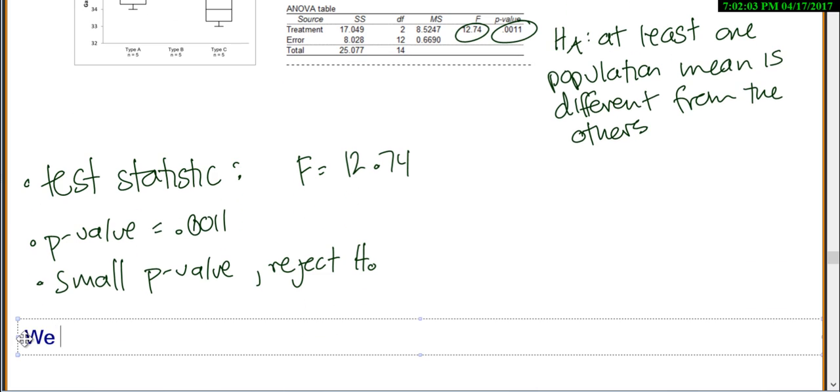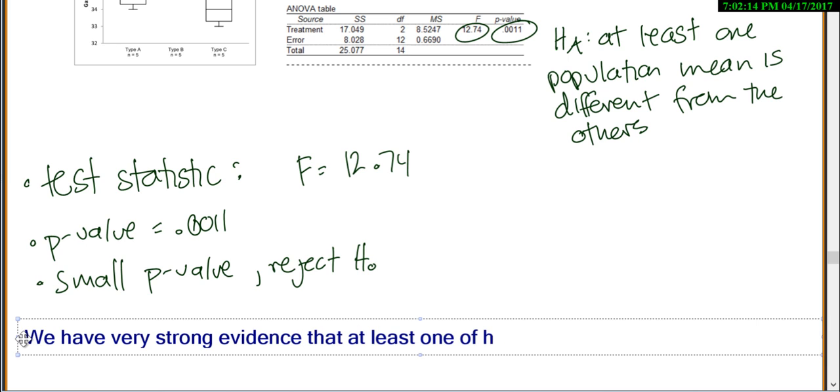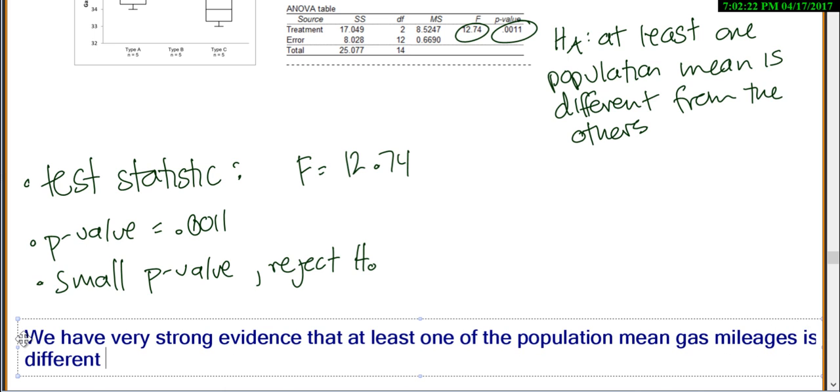And we would say something then like, we have very strong evidence that at least one of the population mean gas mileages is different from the others, or from the other gas types. So at least one of them is going to be different.